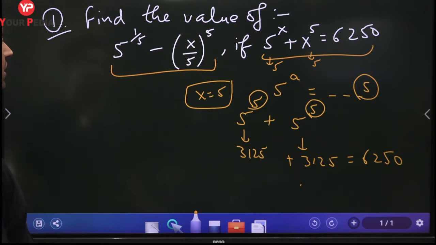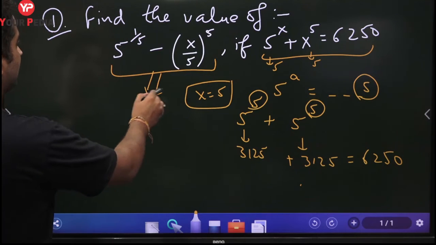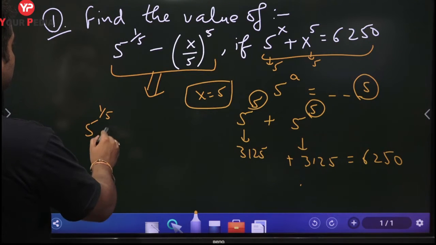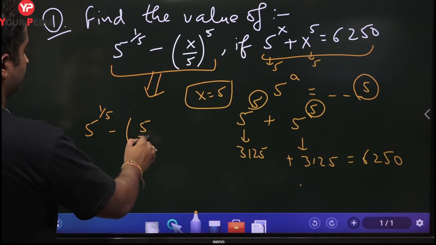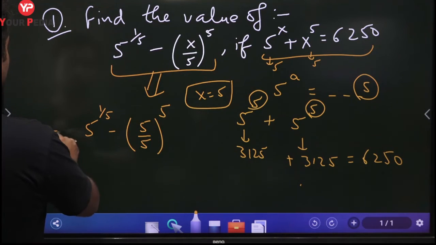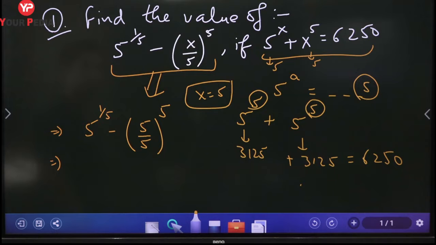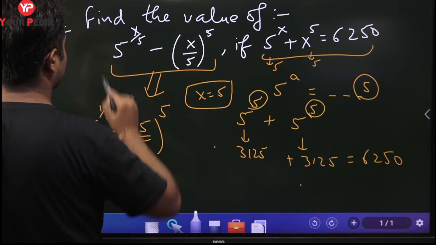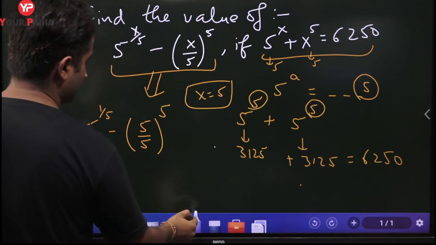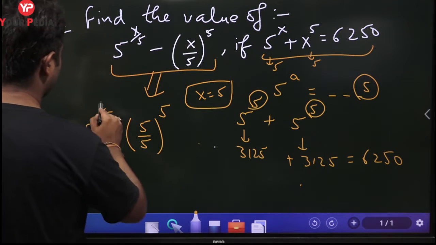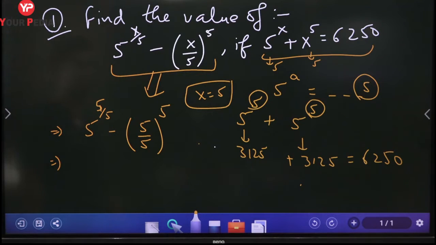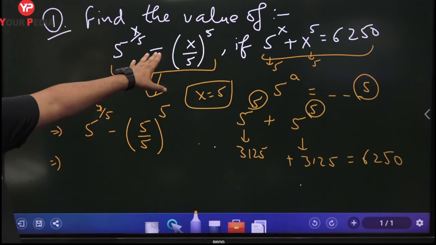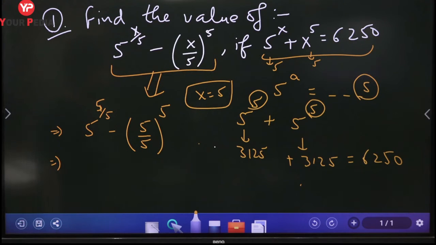So x here is 5, just put the value of x. Sorry, here is a correction: note that you are given x here, so I will substitute 5 here. Otherwise, you will not be able to solve this question. The question was 5 raised to power x by 5 minus x by 5 raised to power 5.